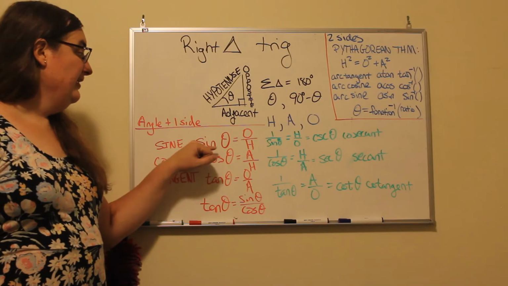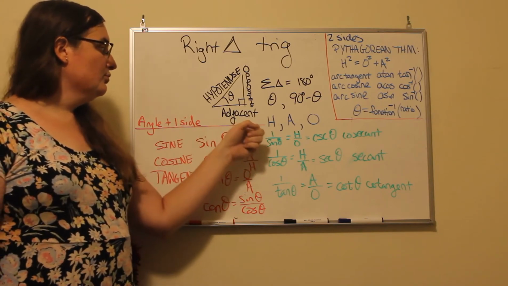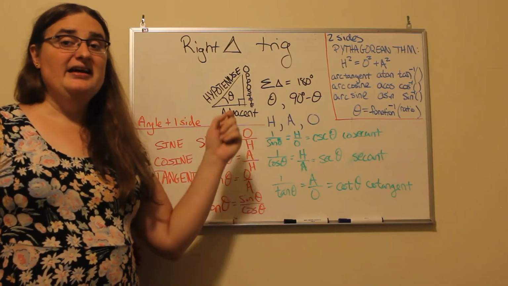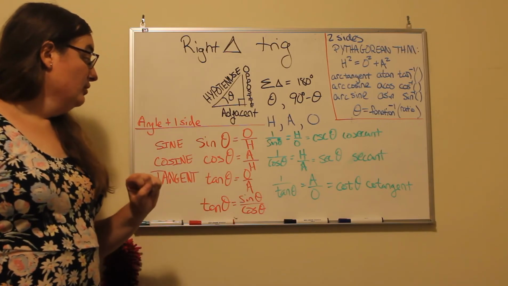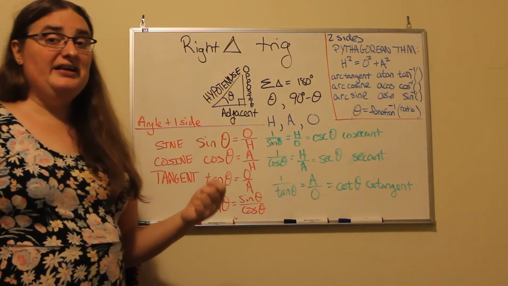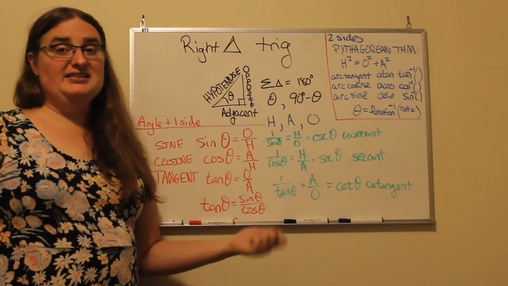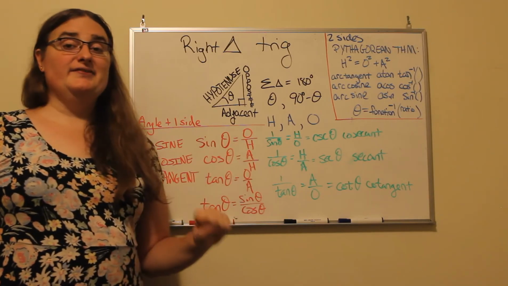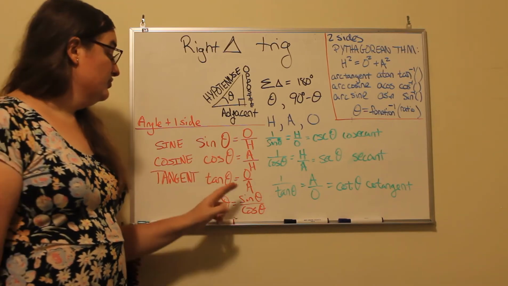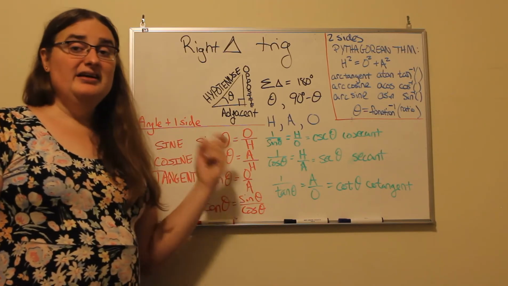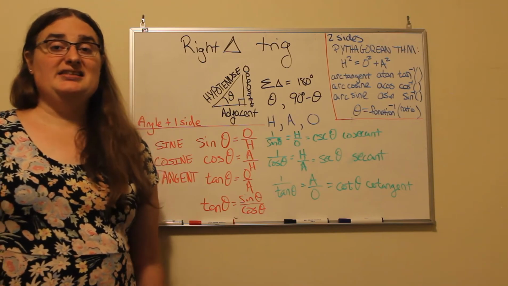So the sine of the angle is equal to the length of the opposite side divided by the length of the hypotenuse. The cosine of the angle is defined to be the length of the adjacent side divided by the length of the hypotenuse. And the tangent of the angle is equal to the length of the opposite side divided by the length of the adjacent side.